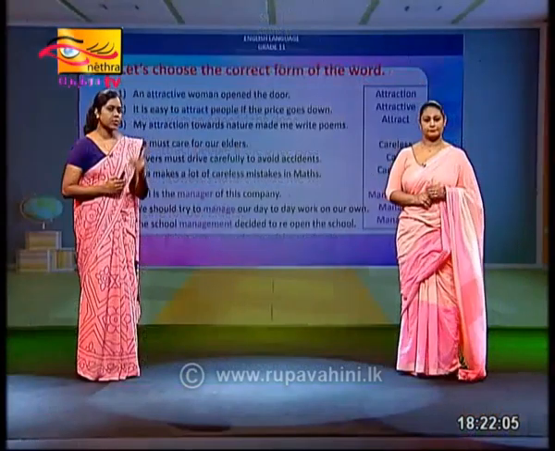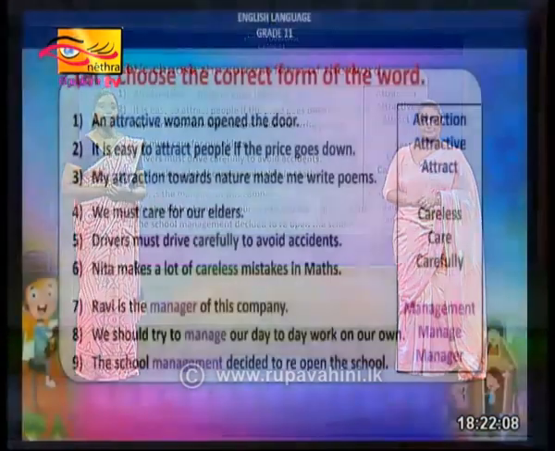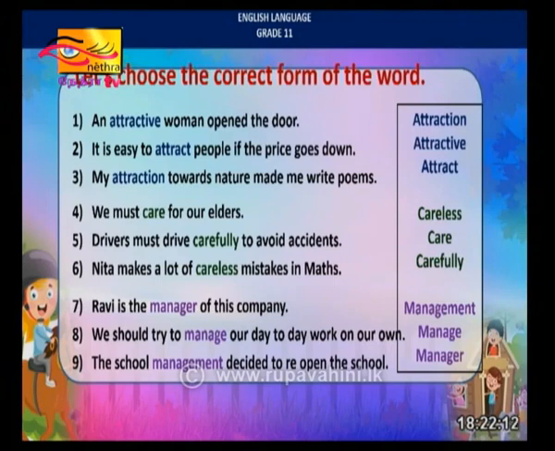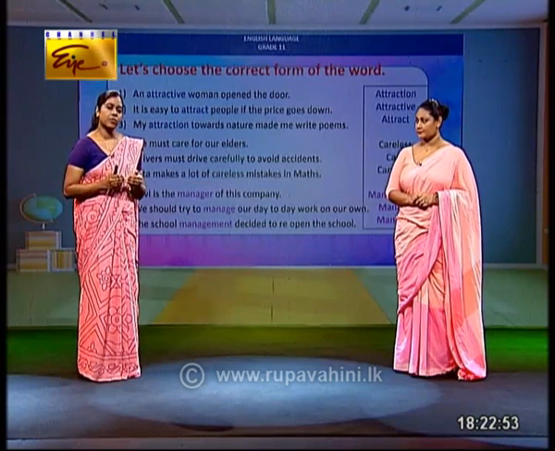Likewise, let's take a look at the last three sentences as well. Ravi is a manager of this company. So, the word manager talks about Ravi's position or the post in the company. So, Ravi is the manager, which is the noun form of the verb manage. And in the second one, once again, just like sentence number 2, we should try to manage our day-to-day work on our own. To is once again an indication that it is followed by the base form of the verb. So, to manage. And the last one, we are talking about the school management, and the sentence goes, the school management decided to reopen the school. So, there we have to use the noun form of the word manage.